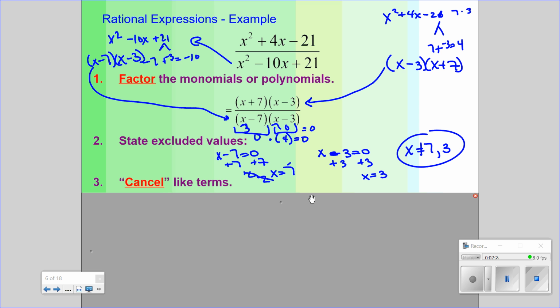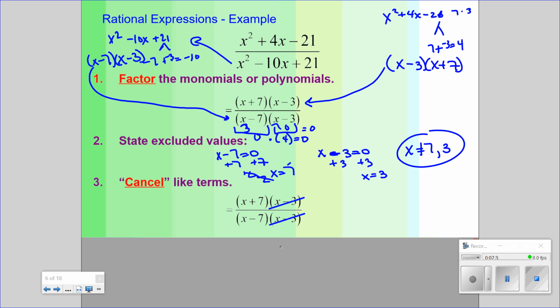Okay, at this point, we've factored, we've determined what values our x cannot be equal to, that would make the denominator 0. Next, what we're going to do is cancel out any like terms that we notice. The reason that we'll do this is because whatever x is, x minus 3 up top is going to be the same value as x minus 3 on bottom. So here I've got something divided by itself. Anything divided by itself is 1. So this number divided by itself is going to cancel out to become a 1, meaning that we've got our numerator times 1, our denominator times 1.